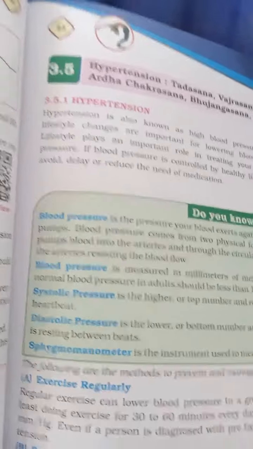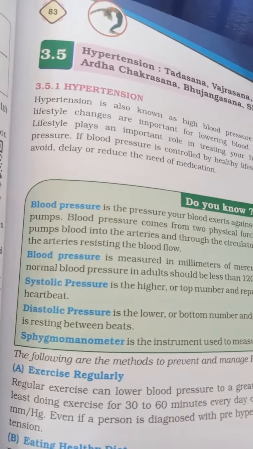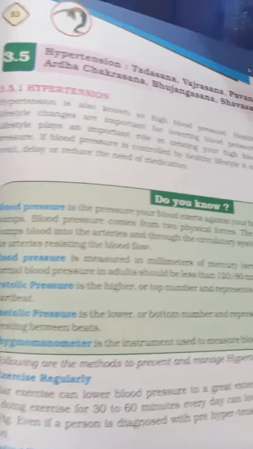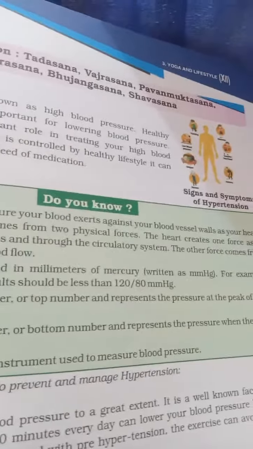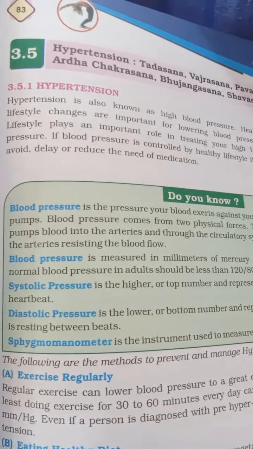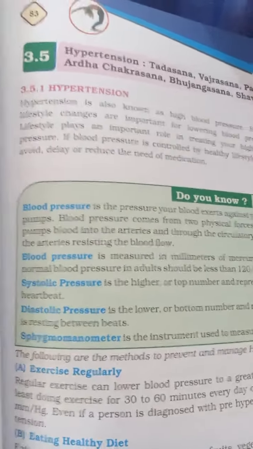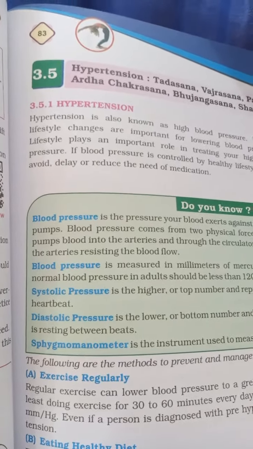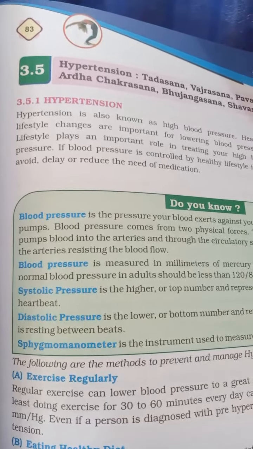So systolic pressure is the higher or top number and represents the pressure at the peak of each heartbeat. Diastolic pressure is the lower or bottom number and represents the pressure when the heart is resting between beats. And then a manometer is the instrument used to measure blood pressure.